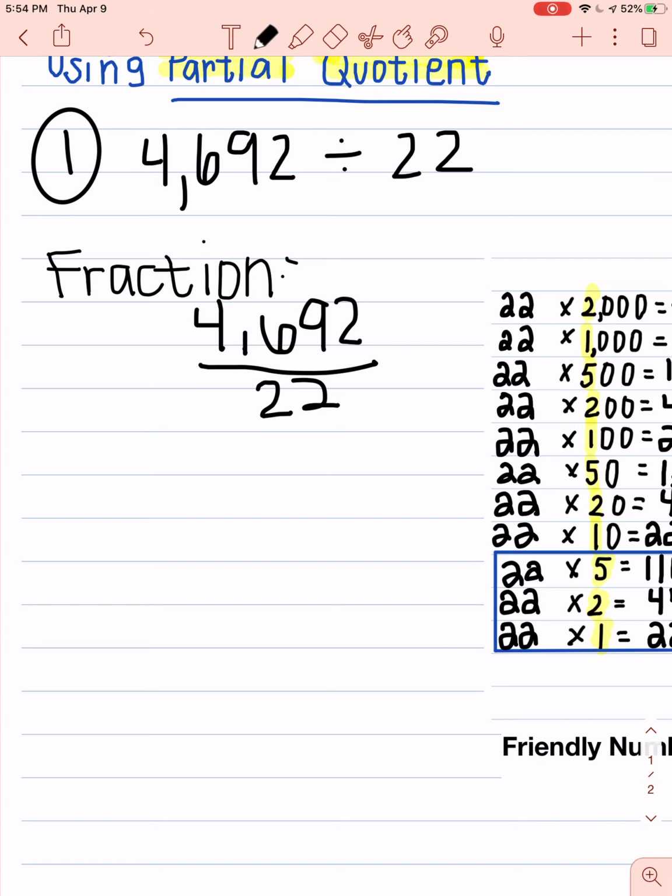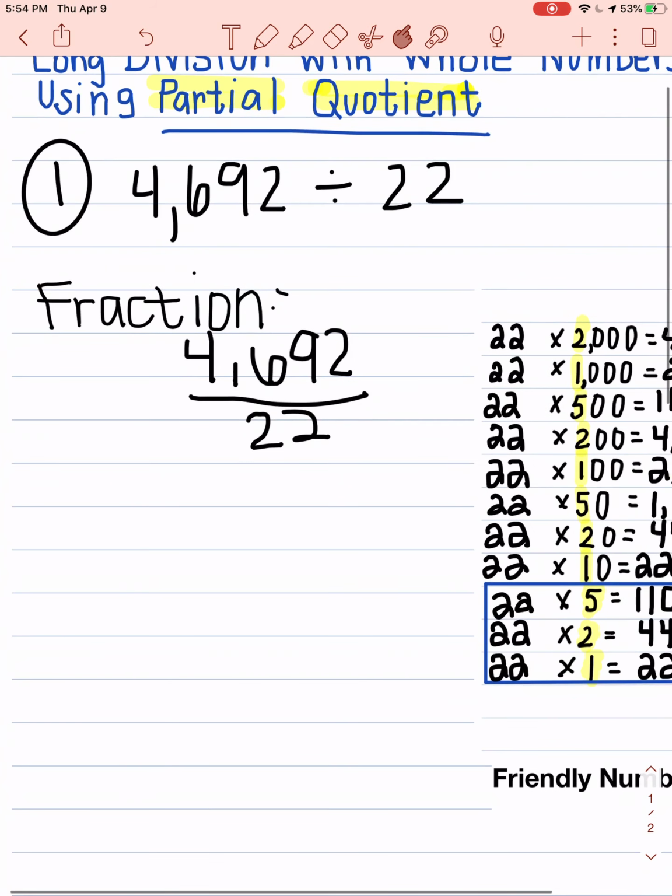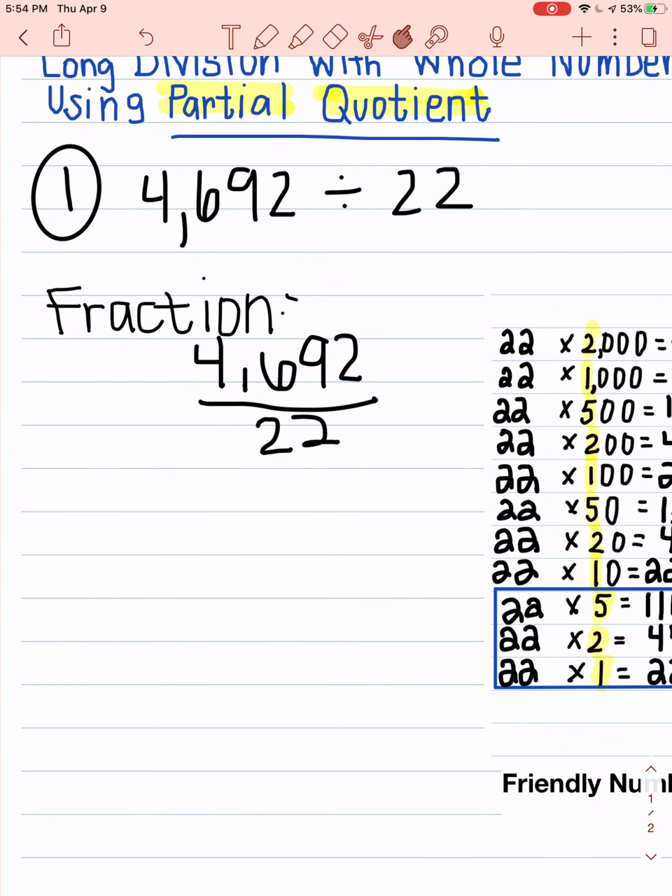All right, so let's go ahead and solve it. Now go ahead and try to set up this expression. How would you write 4,692 divided by 22? How would I set up the problem to start solving using partial quotient? How would I start solving it? Go ahead and pause the video, think about it. All right. So I hope that you were able to set up the problem like this.